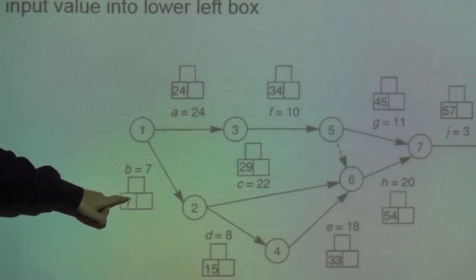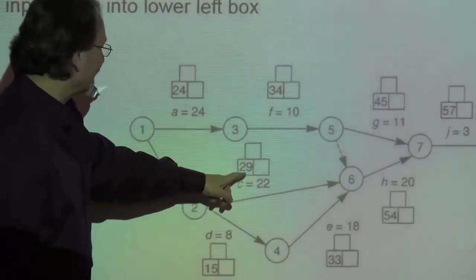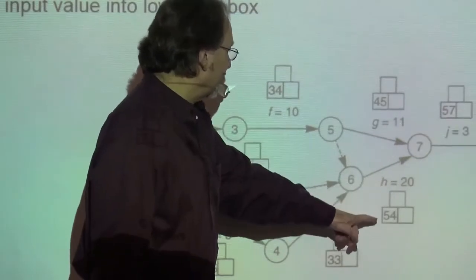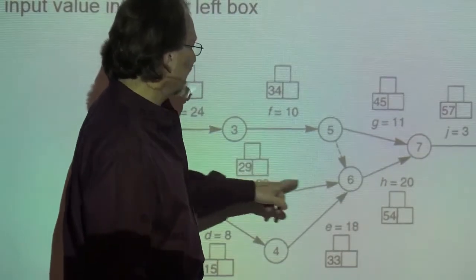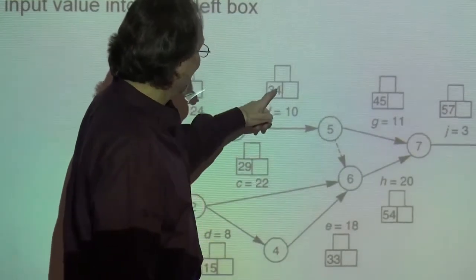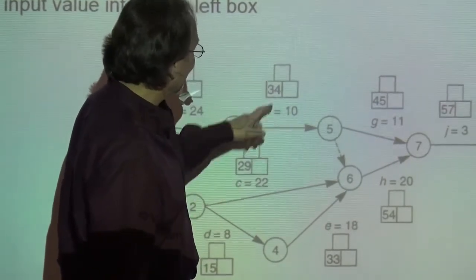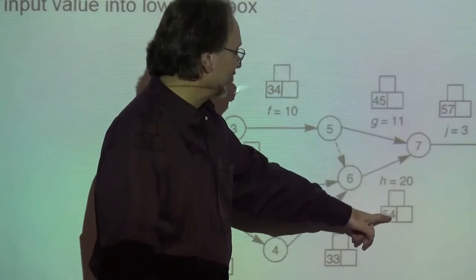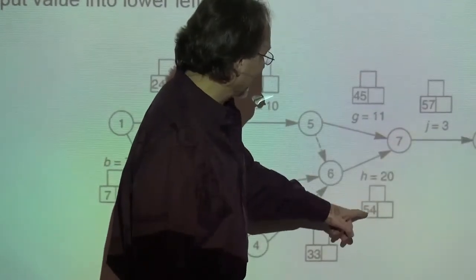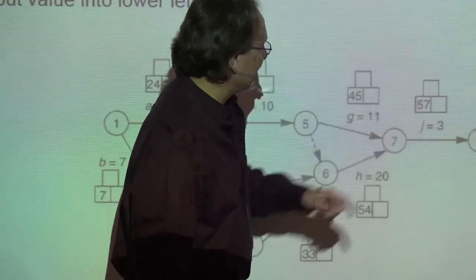This one, that's 7. Go along this path, plus 22 is 29, plus 20, you would think is 49, but 34 is longer than 29, so 34 plus 20 is 54. And now we're on a critical path. That's 54 plus 3 is 57.